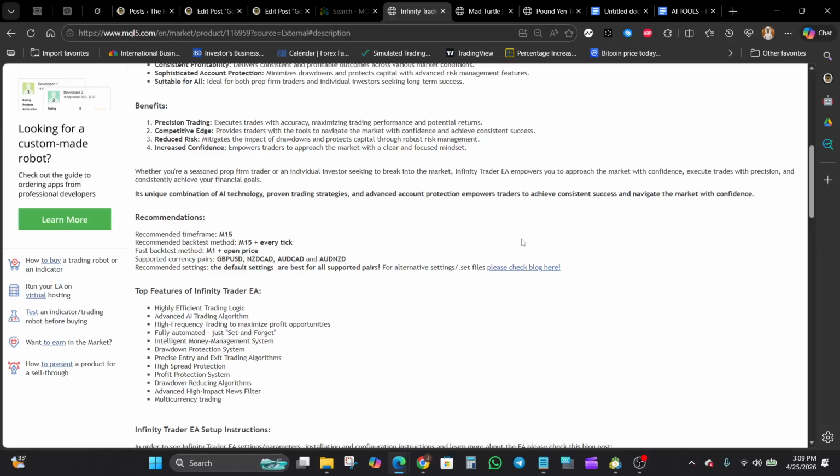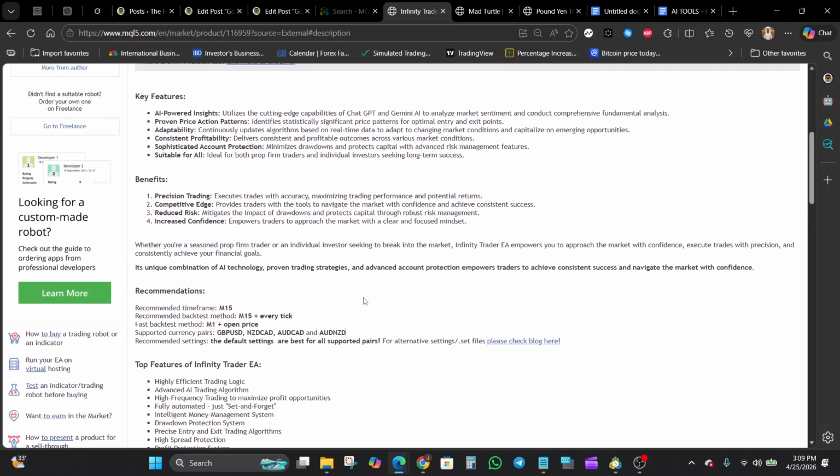Another thing worth noting is the focus on account protection and drawdown control. This tells me the EA isn't just trying to maximize entries, it's also designed to manage risk actively, which is critical for long term stability. Now, let's just quickly break down how this EA is structured.